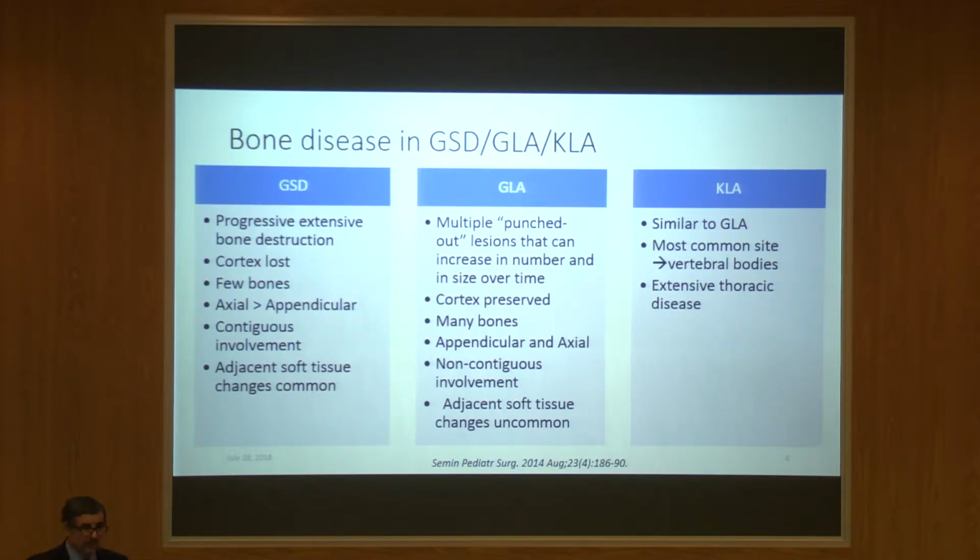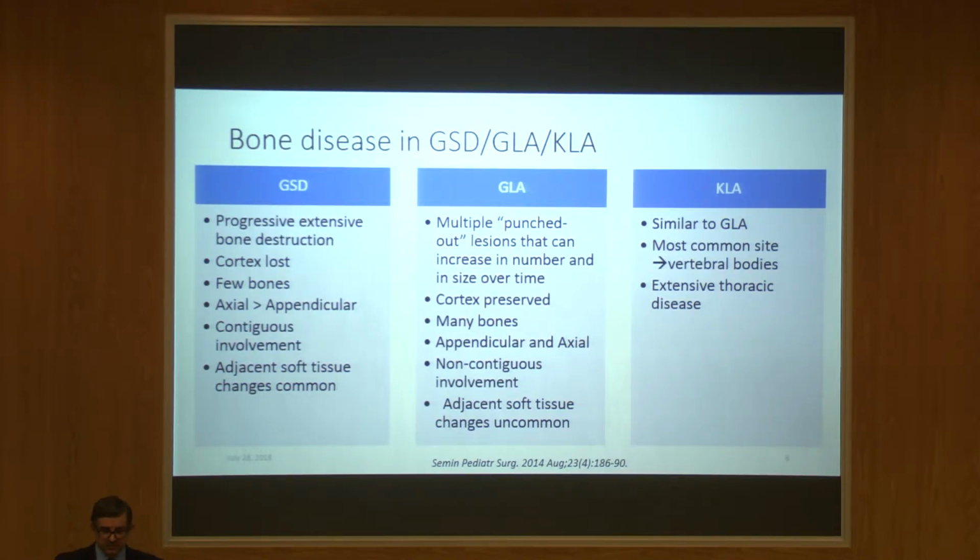Now, GLA, and you saw yesterday these characteristic punched out lesions. This is very characteristic of GLA. You see multiple lesions that are described as punched out. They typically are not progressive like GSD, but they can increase in number and size over time.